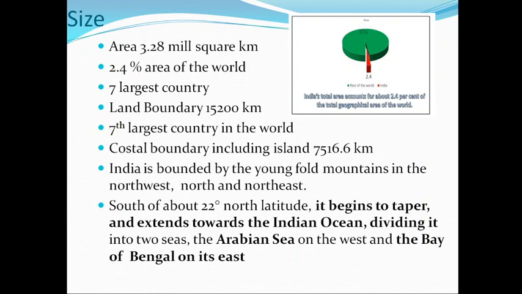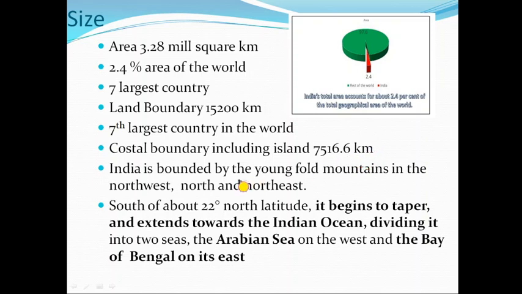Next is size. The total area of India is 3.28 million square kilometers, which accounts for 2.4% of the total land area of the world. In terms of area, India is the 7th largest country after Russia, Canada, China, USA, Brazil, and Australia. The land boundary of India is 15,200 km. The coastal boundary of India, including Andaman Nicobar Islands and the Lakshadweep Islands, is 7,516.6 km.